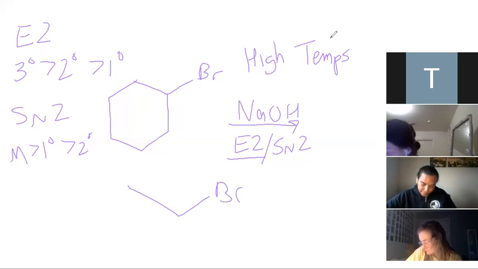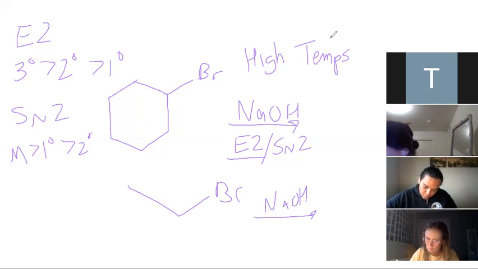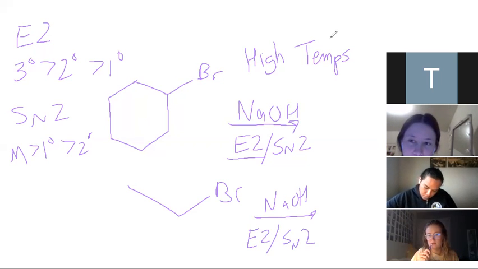And I did the same reaction condition, so I did NaOH. Would this favor E2 or Sn2? Sn2? I'm going to say Sn2. It's Sn2 because it's a primary, and primary is more favorable for Sn2 than it is for E2.